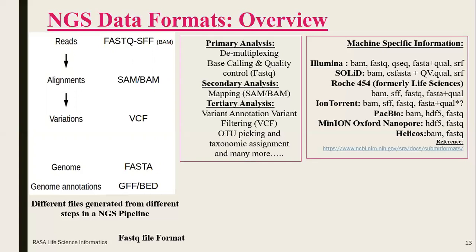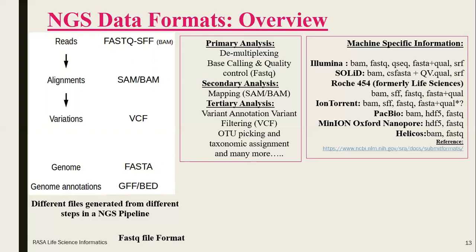We can also see here that different platforms actually produce different files. For example, Illumina gives different files like FastQ, QSEQ, then Roche 454 gives BAM, SFF, FastQ. So different machine specific information is provided in this box, and the reference to it is also provided here, to bring to your attention that all the sequencing platforms produce different file formats. Demultiplexing is done in the primary analysis step, where we need to convert our files to FastQ, because the most common file format in the NGS world is FastQ.